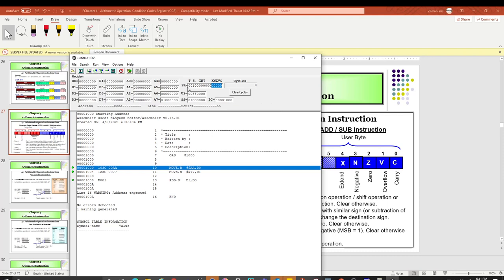Remember that this status register is represented in binary numbers. That's why it has 16 bits: 1, 2, 3, 4, 5, 6, 7, 8, 9, 10, 11, 12, 13, 14, 15, 16. It is represented by binary numbers, which are only 1 and 0, whereas the rest of the registers are represented in hexadecimal numbers. This is not going to be a hexadecimal number.